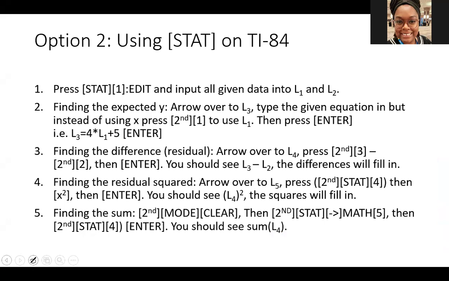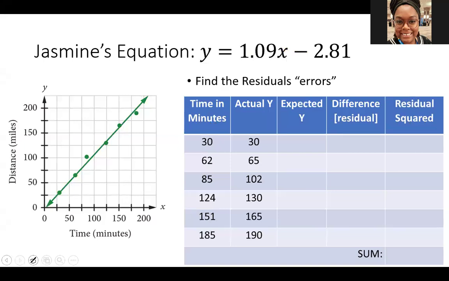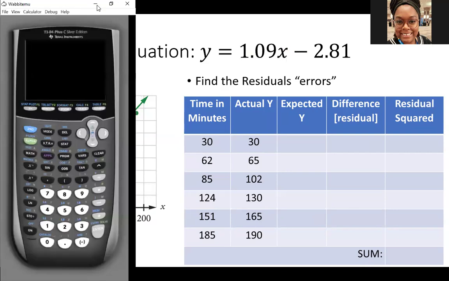Because you don't need the table right away. Trust the process. Okay, so here we are. We're now verifying if Jasmine was correct or better than Stella. To determine that, we're going to use another method of using the TI-84 to find the residual. So here's my calculator.